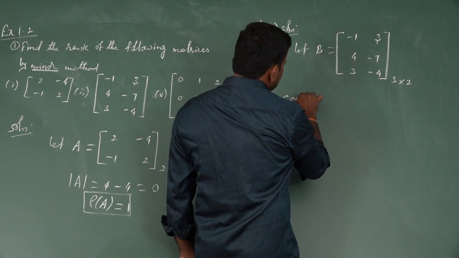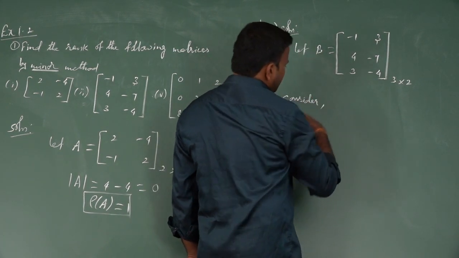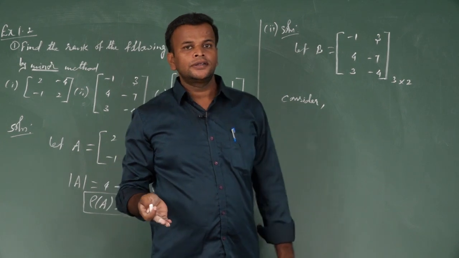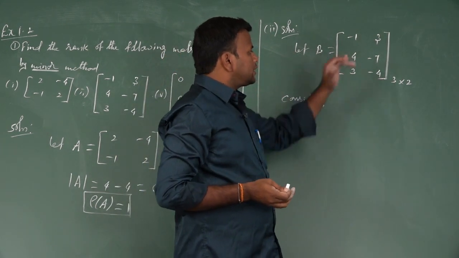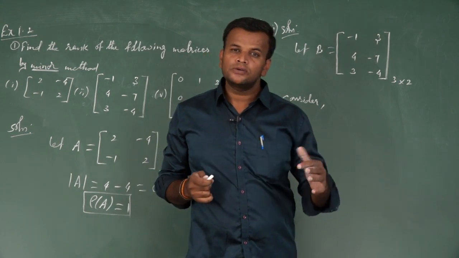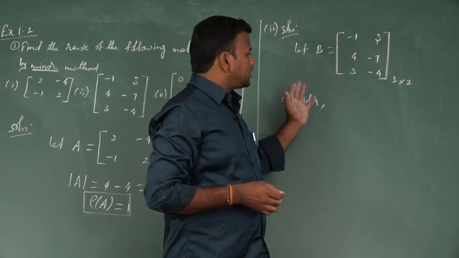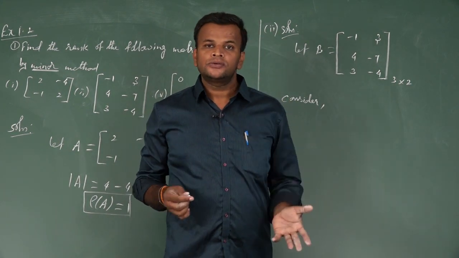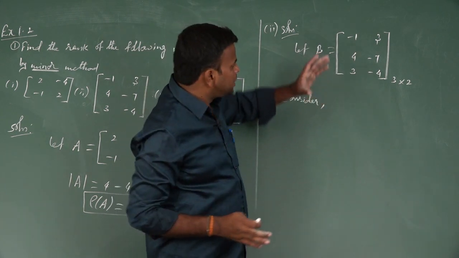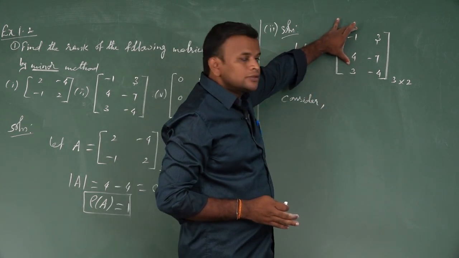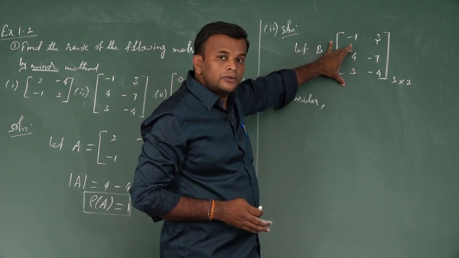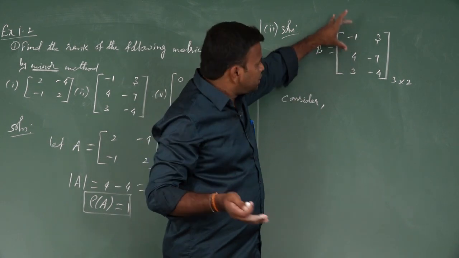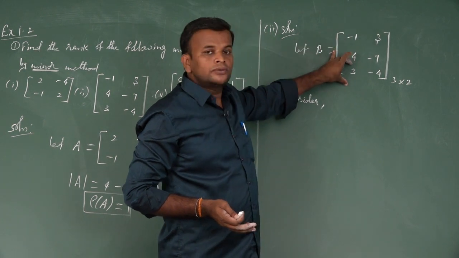Now we consider the minor method. There is no way to find the determinant of B directly because we see only 2 by 2 and 3 by 3. So we consider any 2 by 2, it is your choice. We will take the first 2 rows, or the second row and third row, or the first row and third row.